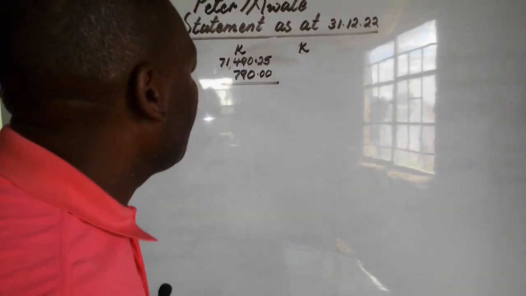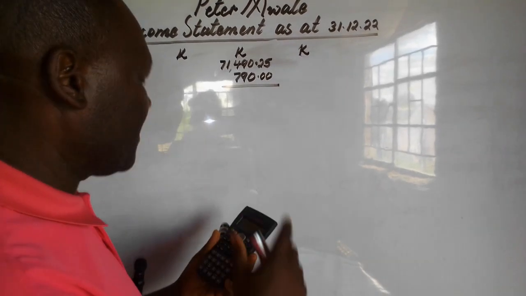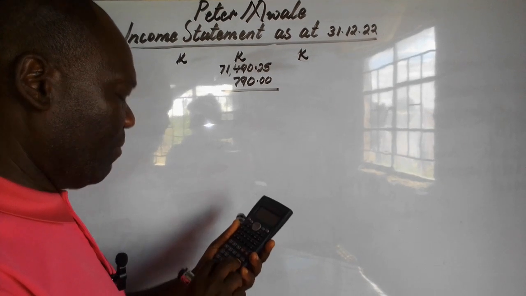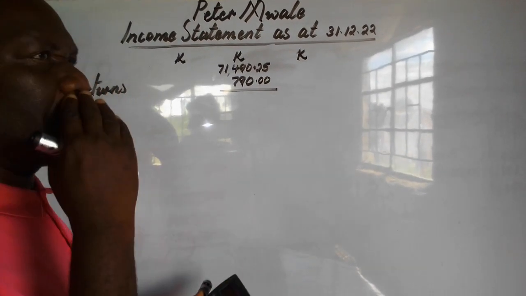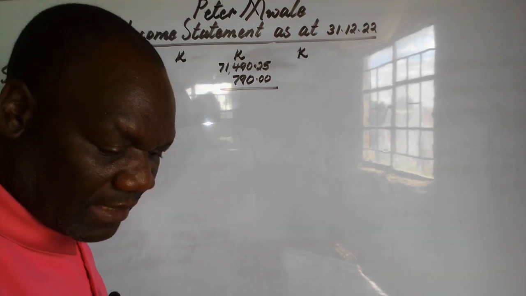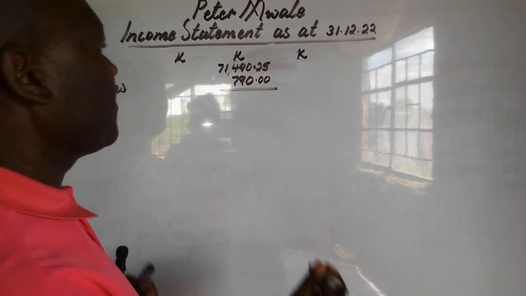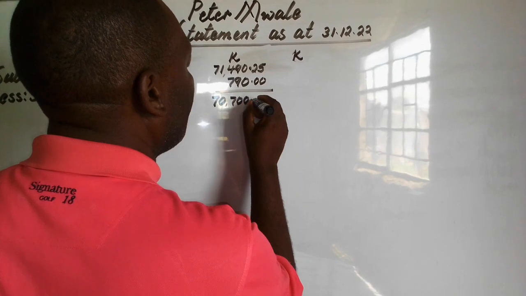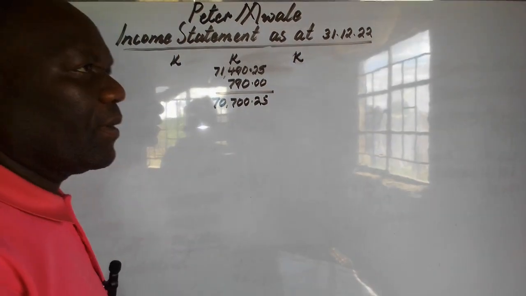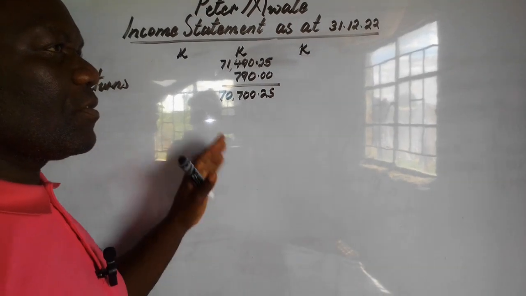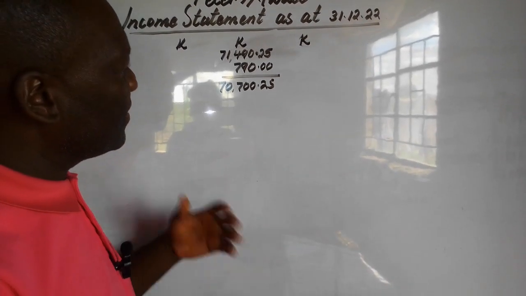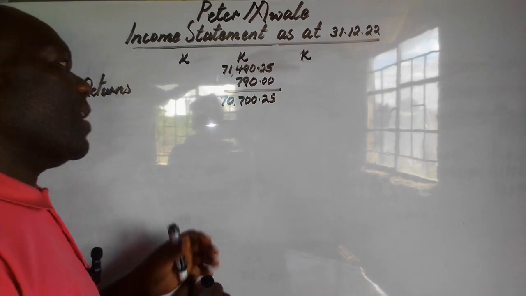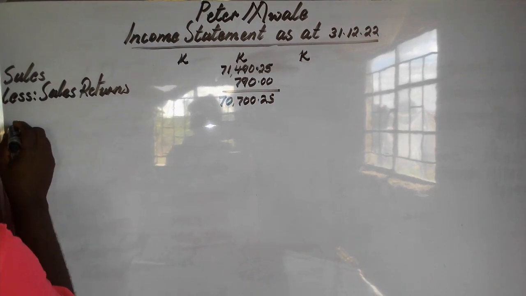Okay, when I do my subtraction, 71,490.25 minus 790, I will have 70,725 kwacha. Okay, like what we discussed last time. So to this one, we have to add the opening inventory. So in this case, we are now adding the opening inventory.